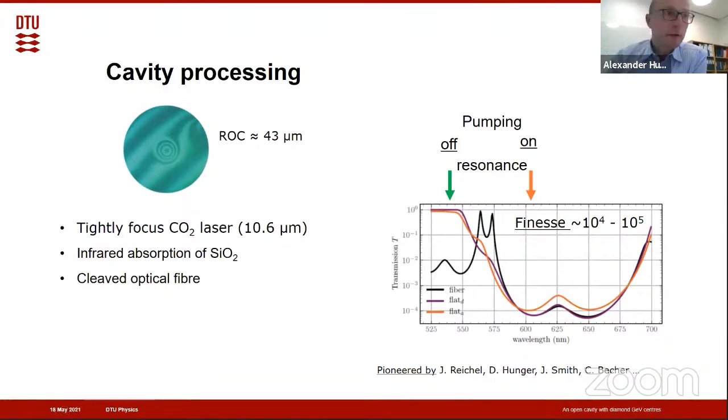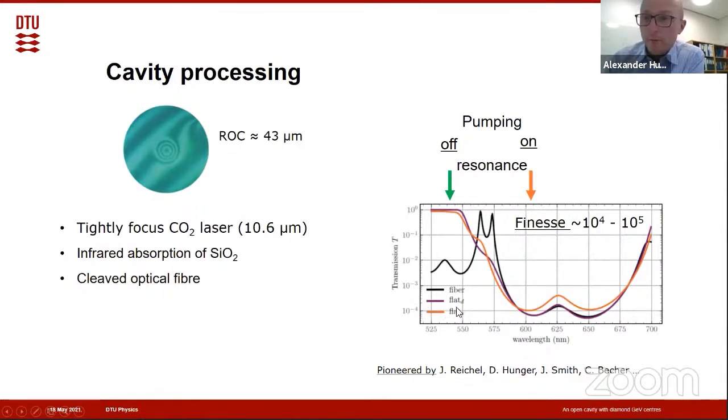Now these elements, both the flat mirror and the optical fiber, can be coated with DBR mirrors. Such mirrors are straightforwardly engineered and designed. Here on the right-hand side, I show the transmission spectrum, both for the flat part of the substrate and the optical fiber. They are made in such a way to obtain, on resonance around 600 nanometer for the GeV center, a transmission coefficient in the range of 10 to the power of minus 4. This holds both for the fiber, the black line here, and the purple and the orange line, which is the flat substrate containing the diamond.